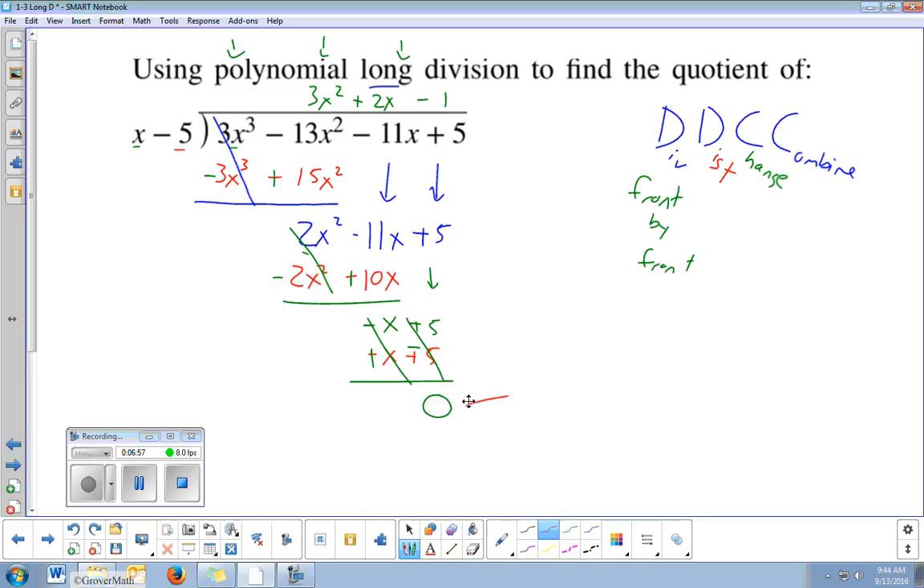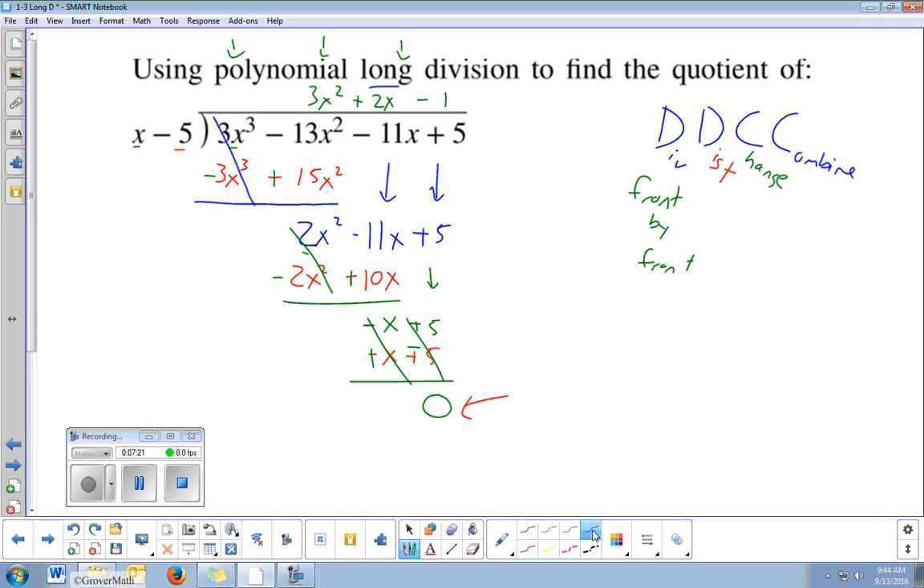Now, you won't always have a remainder of 0, and we'll talk about what to do if you do have a remainder. But for now, when it's a remainder of 0, that means you probably did the question right. But you will sometimes have remainders, so we can't rely on that. But this is how we do it. Divide, distribute, change, and combine, and then repeat.